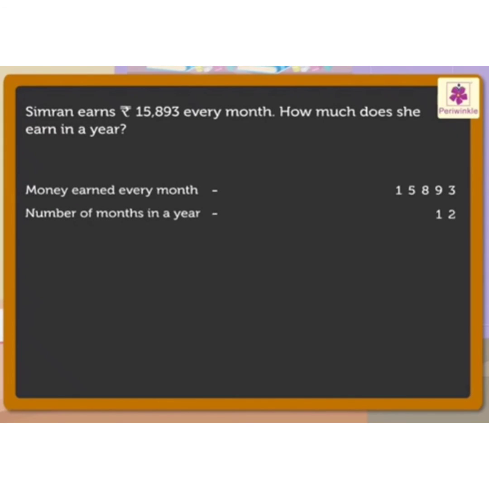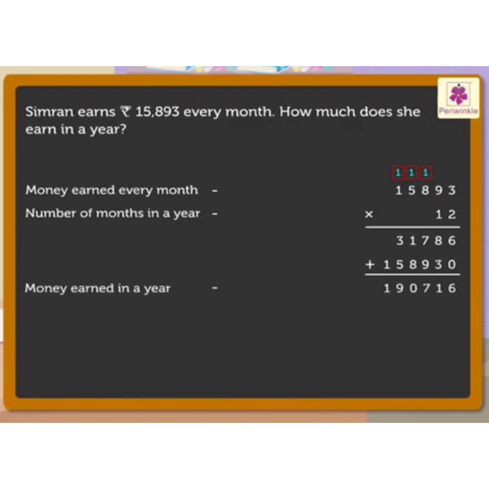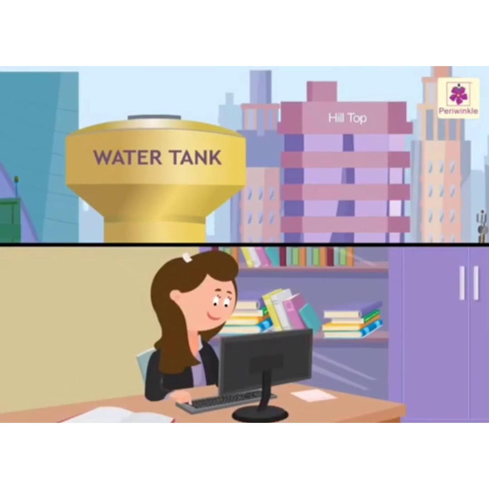Now, let us multiply these numbers to get the answer. First, we'll multiply 15,893 by 2 and we'll get 31,786. Next, we'll multiply 15,893 by 1. We'll get 1,58,930 and our total is 1,90,716. So, Simran earns rupees 1,90,716 in a year. Wow!